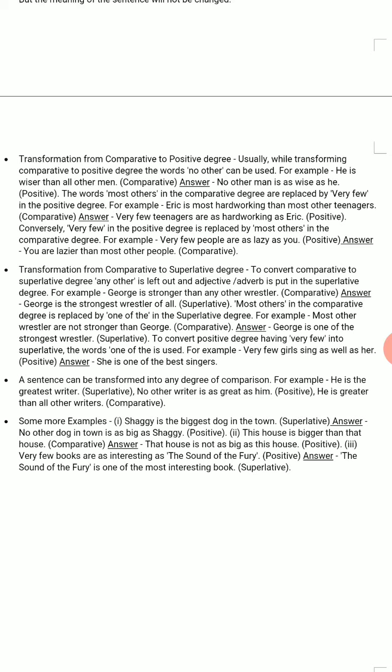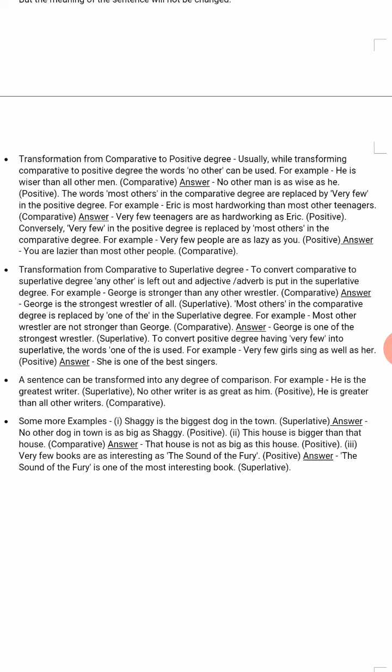Answer: No other writer is as great as him. That is positive degree. Again, the comparison of two or more persons. Next is, "He is greater than all other writers." That is comparative degree. The comparison between two or more.